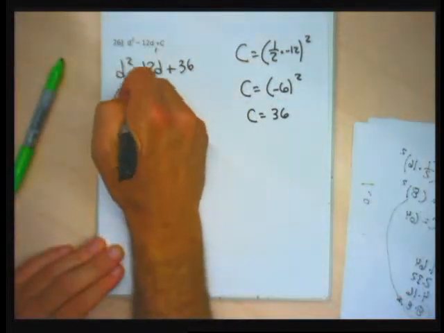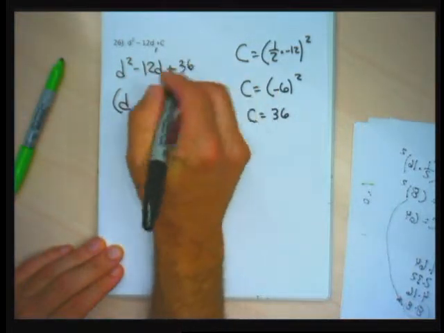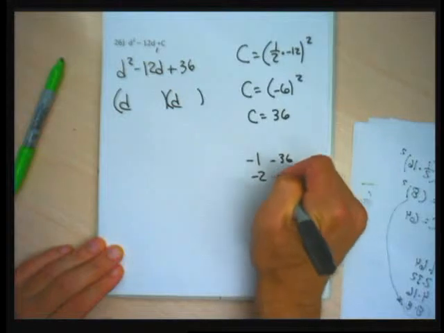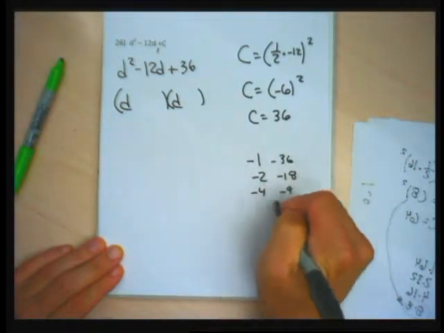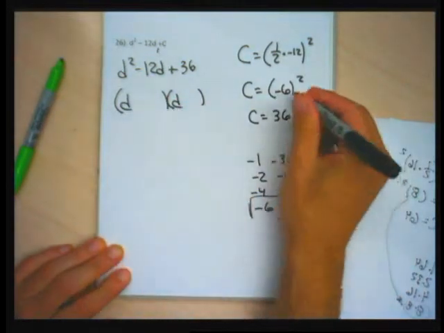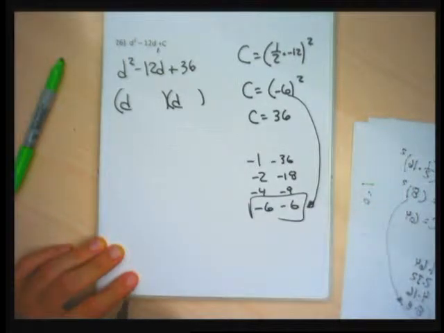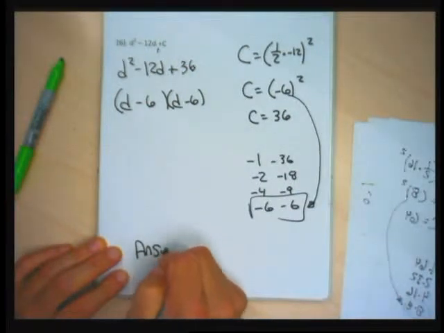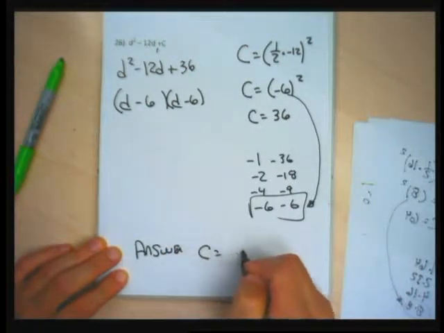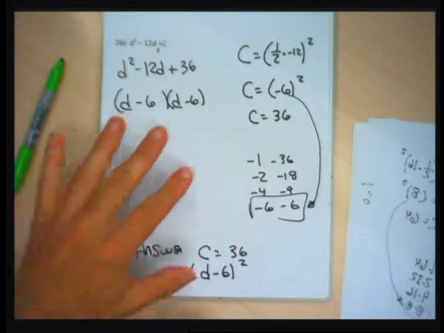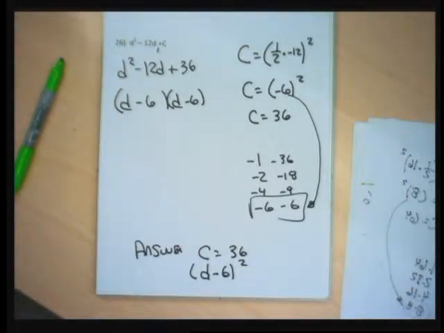And then for factoring, the signs are a double minus. So the factors that I need are a double minus. So I can do -1 and -36, -2 and -18, -4 and -9, or -6 and -6. I need the pair that gives me that -12, and the -6 and -6 are going to work. So after the d's, I'm going to put a couple of -6's. And for my answer, I'm going to say c equals 36. And this thing factors into d minus 6 squared, because d minus 6 times d minus 6 is equal to d minus 6 squared. Okay, that's everything that needs to be done.